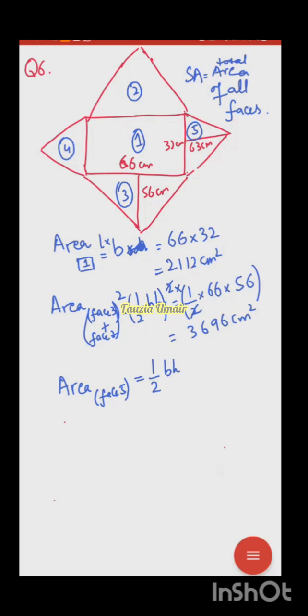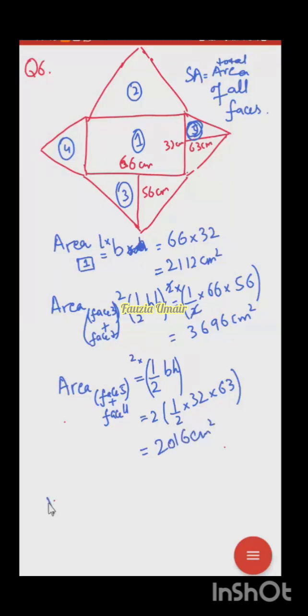Usually when this kind of surface area question comes in the paper, the numbers are not so big. The numbers are very small, so you can easily calculate it. The same is the case for the third one. It is the area of face 5 and face 4, so I'm multiplying it by 2. Half BH, with base 32 and height 63. This 2 is cancelled. 32 multiplied by 63 is 2016 centimeter square.